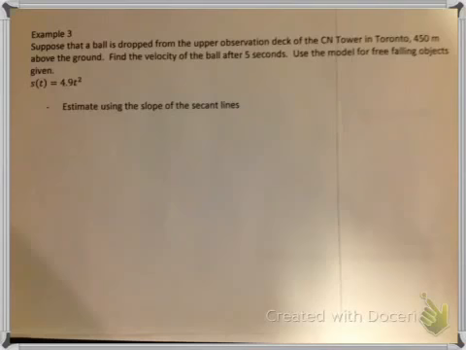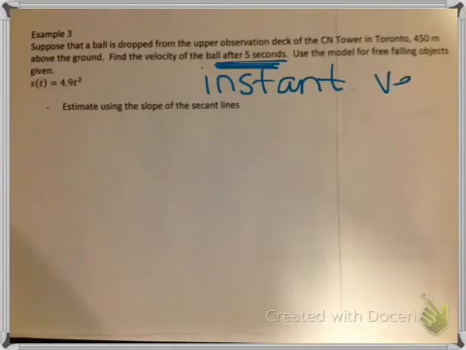So common problem is I want to find my instantaneous velocity. Okay, so a ball is dropped from a deck of a tower 450 meters above the ground. Find the velocity after 5 seconds. So at 5 seconds exactly would be instantaneous. It doesn't say that, but it would be instantaneous velocity because it's after 5 seconds. Use the model for free-falling objects. So I have my equation given, 4.9t squared, and I want to estimate the slope. So I want to do this by estimating the slope using the slope of the secant lines.